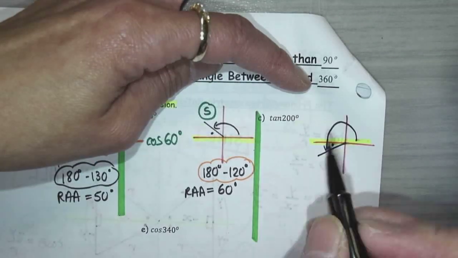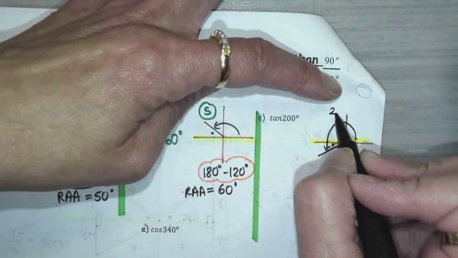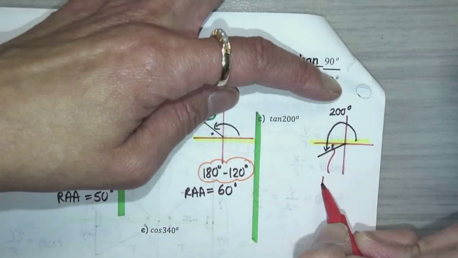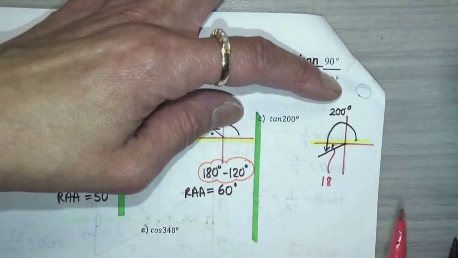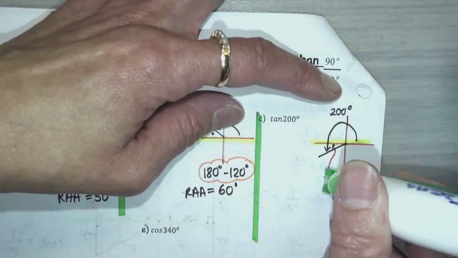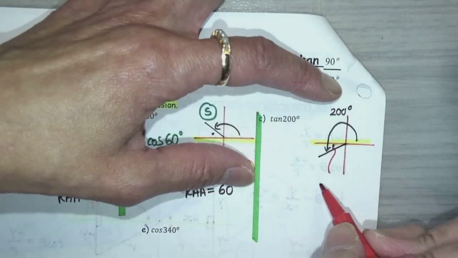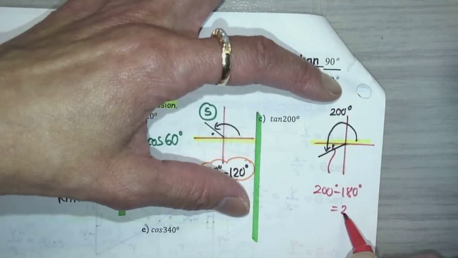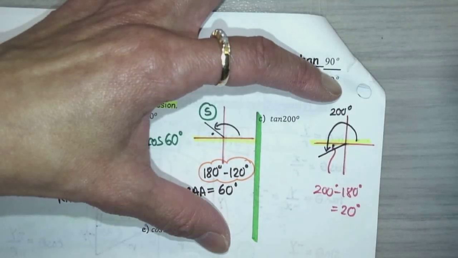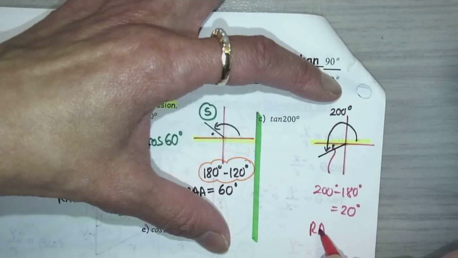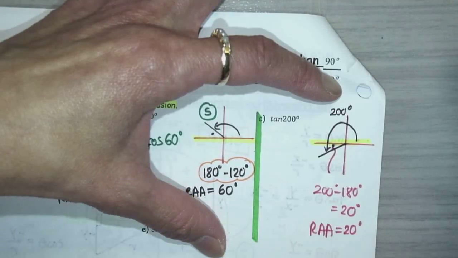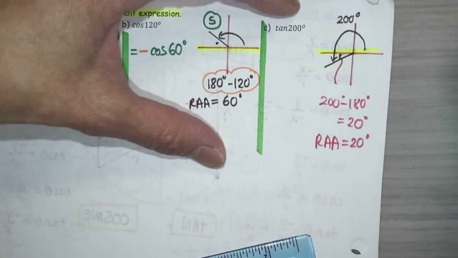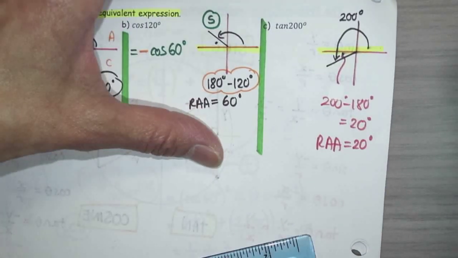So dot there. If this is 200, then this little angle here is 200 minus 180, so it's going to be 200 minus the 180, which gets me 20. Is that right? So 20 beyond. So my RAA is 20. Is that all right? We're doing the same pattern. Okay, so now simplify the tan 200.